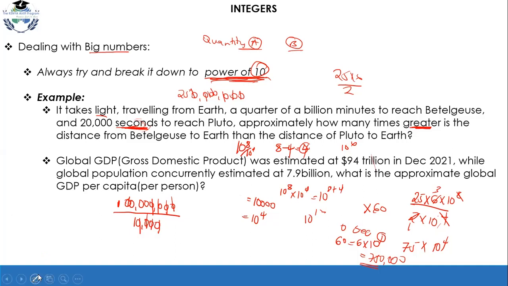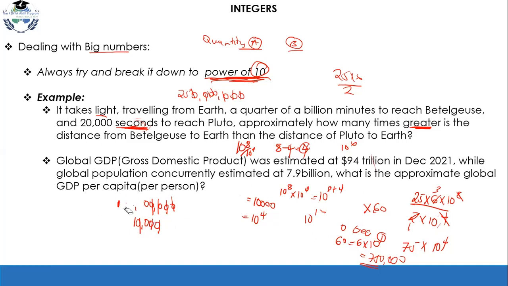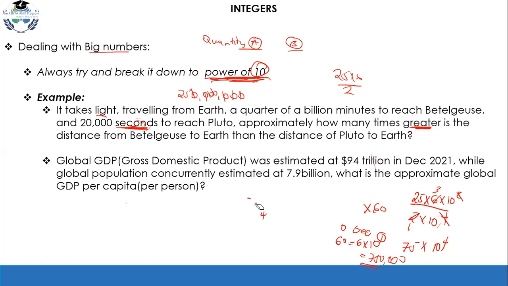So let's try out question 2. Let's see if we're able to use that trick I just showed you to solve that one also. Question 2 says: The GDP, gross domestic product, was estimated at 94 trillion in December 2021, while the global population was concurrently estimated at 7.9 billion. What is the approximate global GDP per capita, meaning per person?